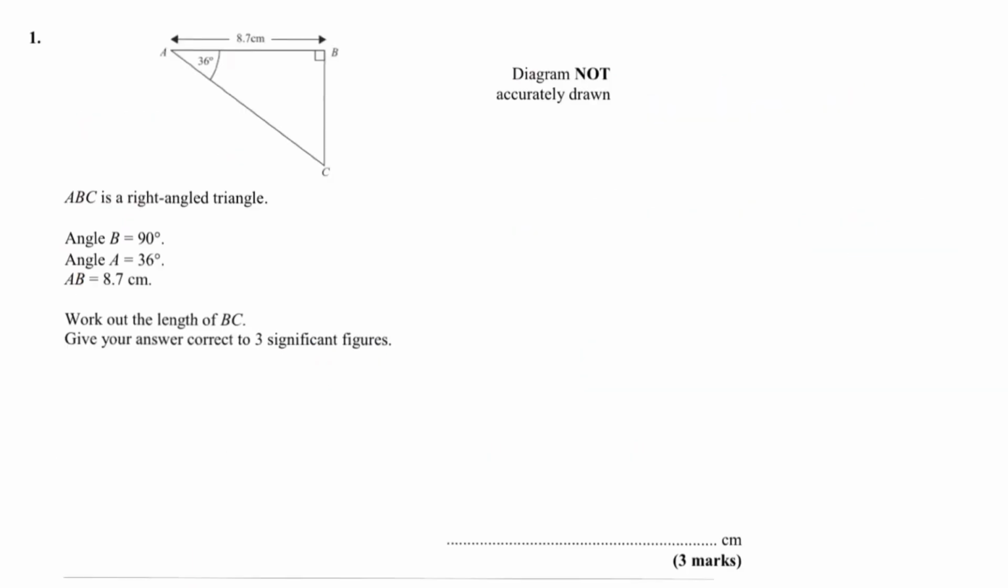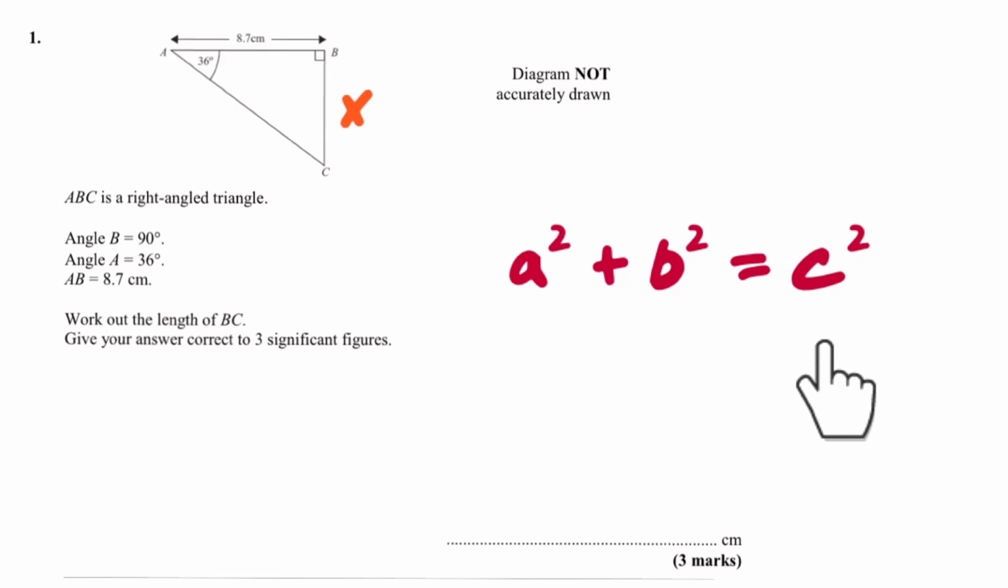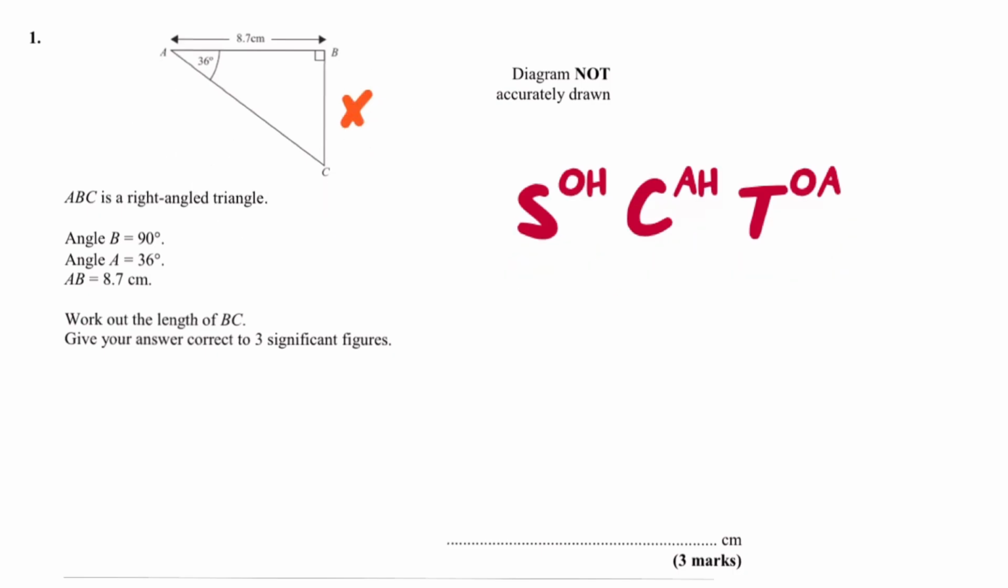Let's have a go at another question. ABC is a right angle. Angle B is 90 degrees, which is this little corner here. Angle A is 36 degrees and A to B is 8.7 centimeters. Work out the length of B to C. Give your answer correct to three significant figures. So B to C, let's write this as X. Can we use Pythagoras theorem? So we need an A and a B to give us C, so two lengths. And we only have one length here and another one is X. So that means we do not have two given lengths. So that means we cannot use Pythagoras theorem. So we're going to use trigonometry.